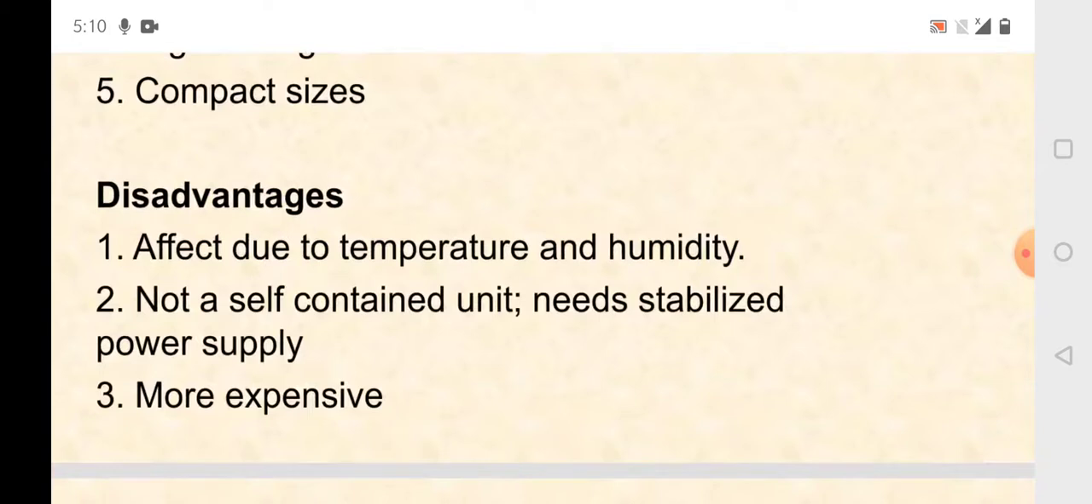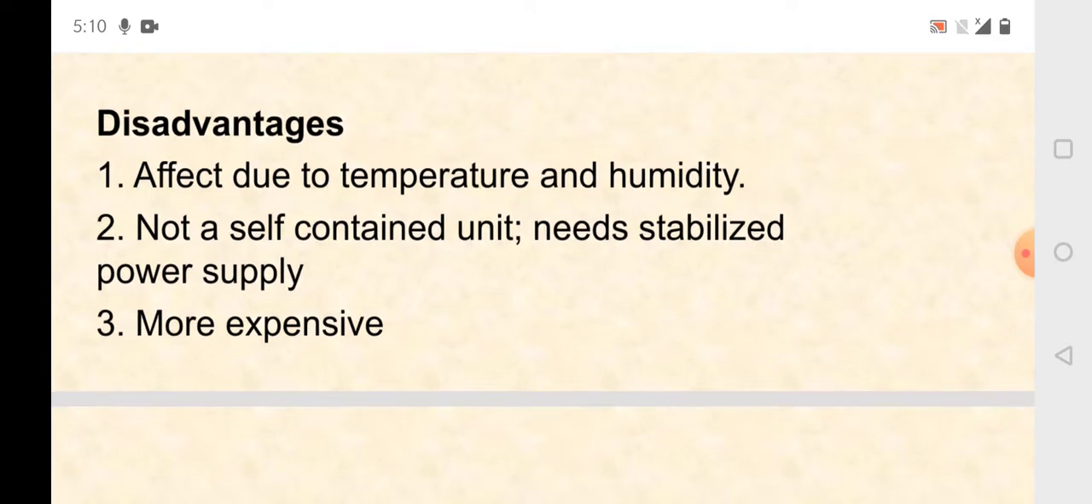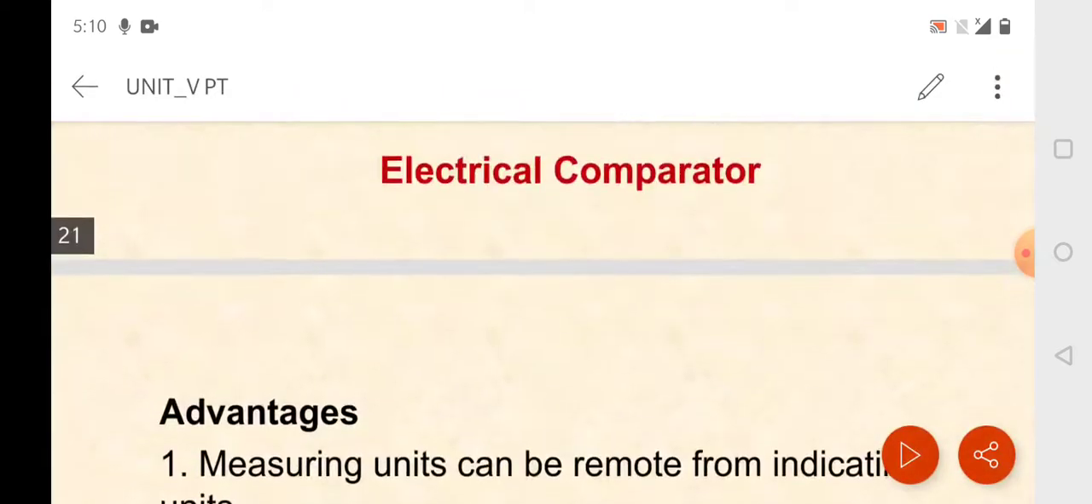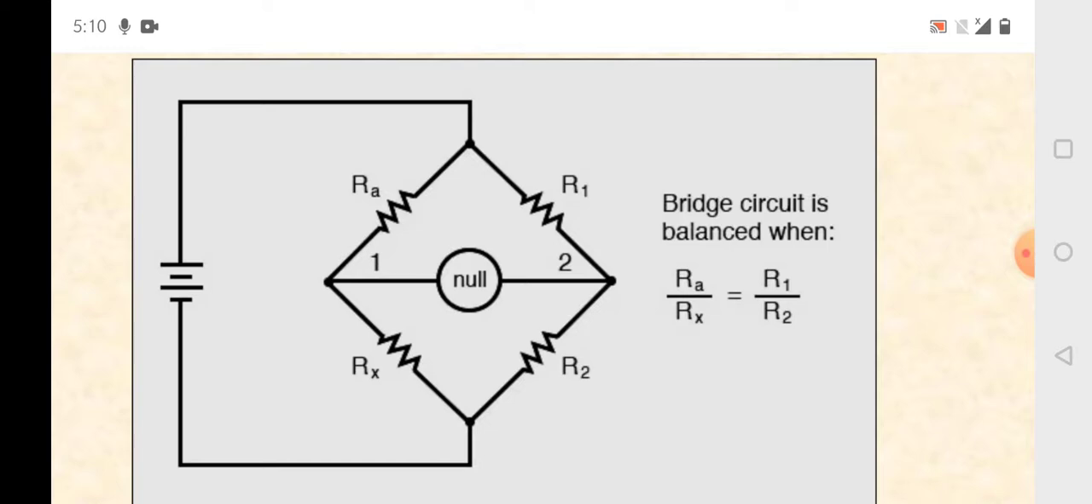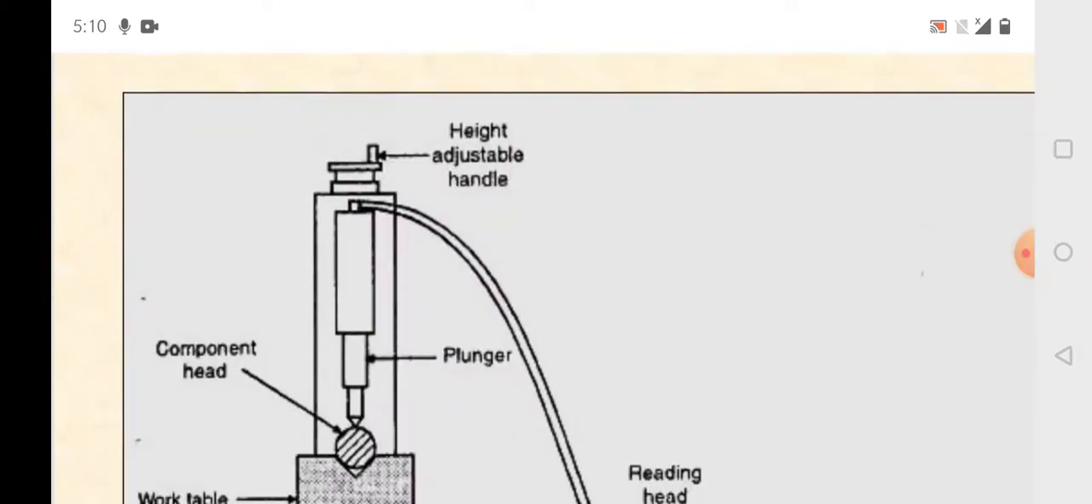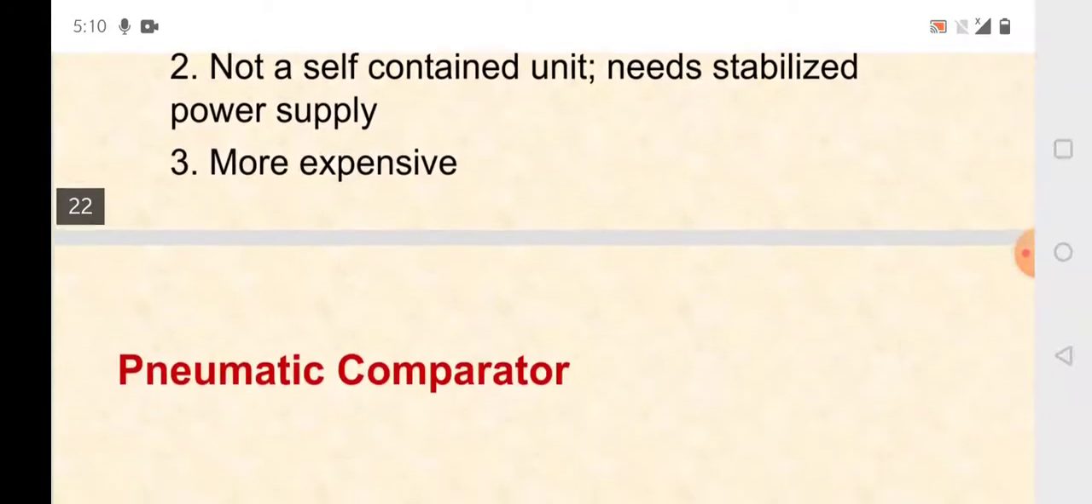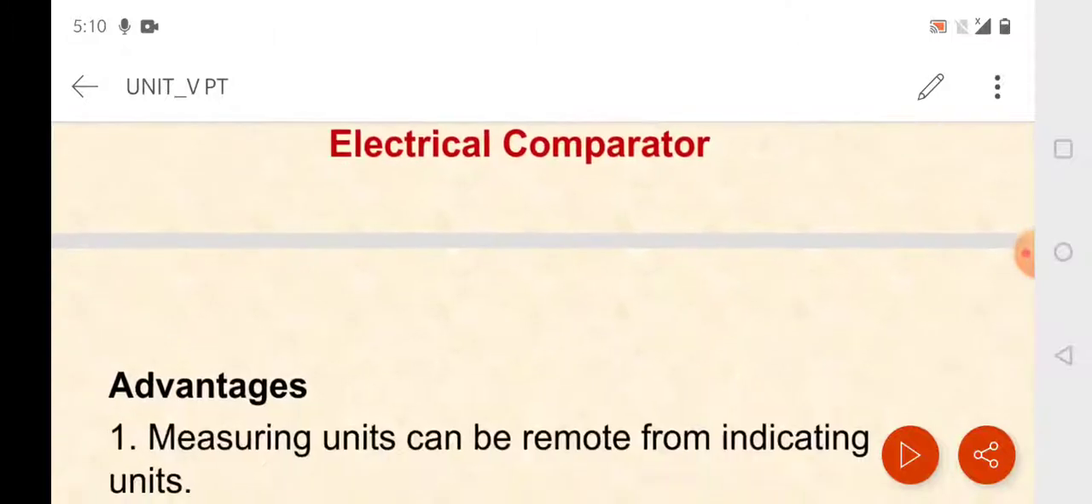Then, being affected by temperature and humidity is a disadvantage of this. Then it is not a self-contained unit; it requires a stabilized electrical power supply, and it is more expensive. So these are the disadvantages of the electrical comparator. The reading or the variation here we can get with the imbalance of this ratio. So that is the electrical comparator.